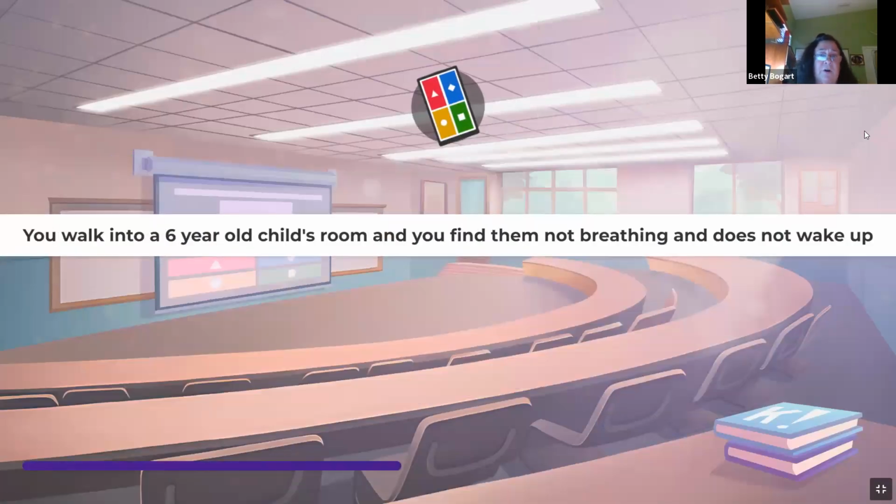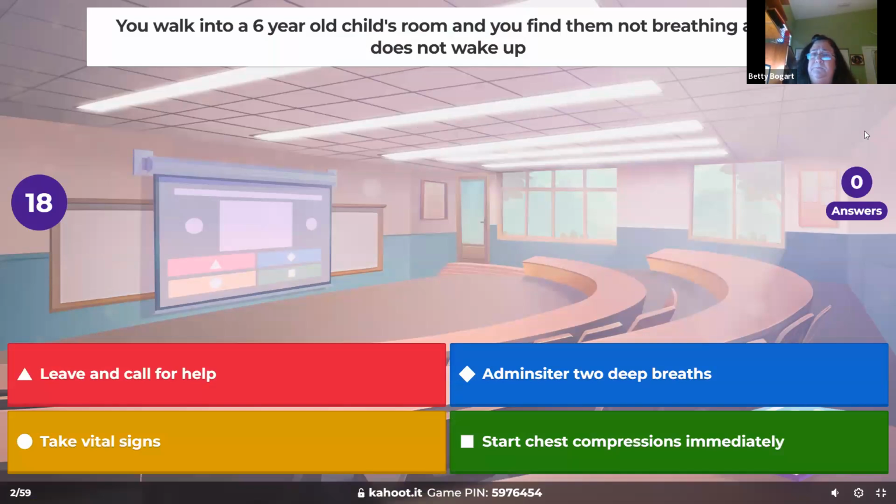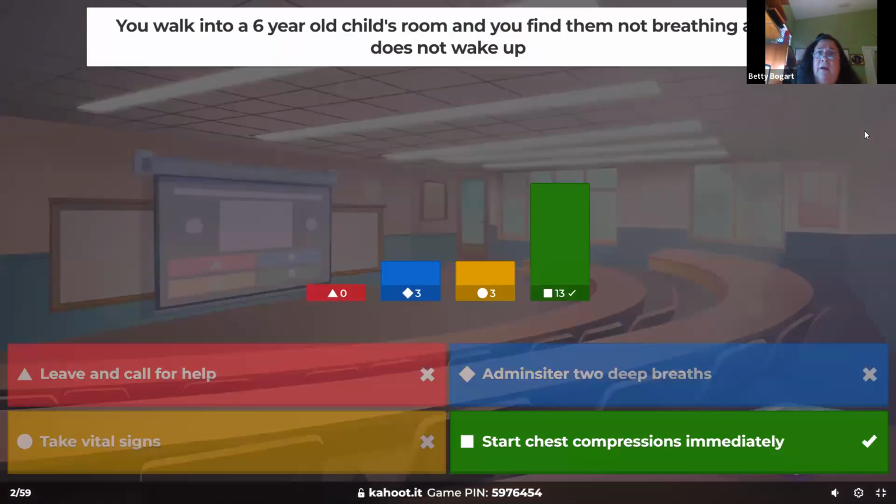You walk into a 6-year-old's room and you find them not breathing and they don't wake up. What are you going to do? I think that's probably one of the scariest things that can happen. You go in just to assess your child and they're laying in bed, they're not moving, they're not breathing. So first thing you do is start chest compressions and you're yelling for help, right? It used to be you give 2 deep breaths first, but they have found that there's enough oxygen in the body that they can go for a while.